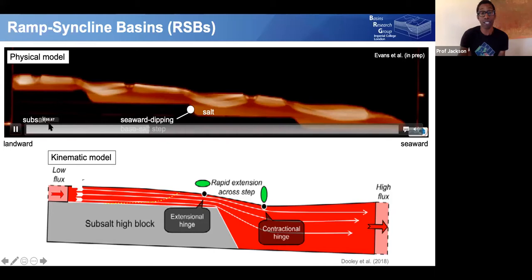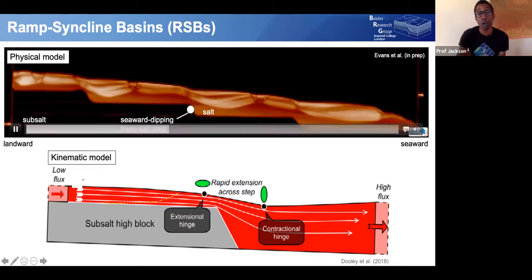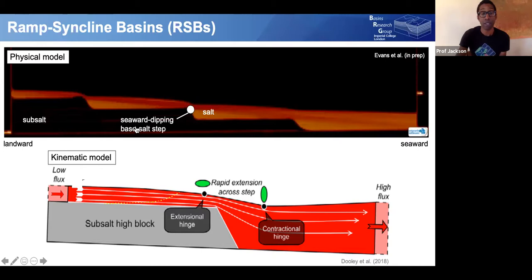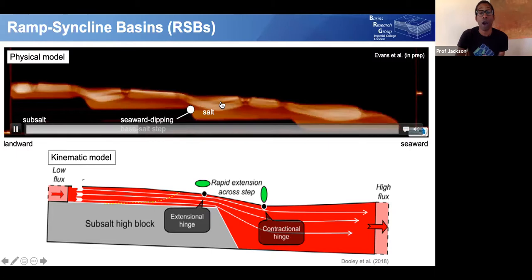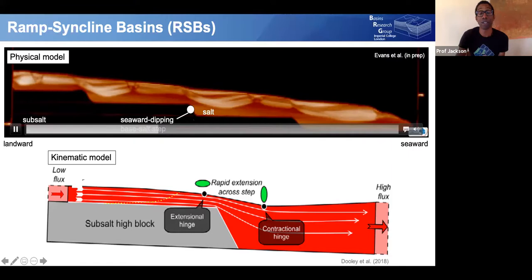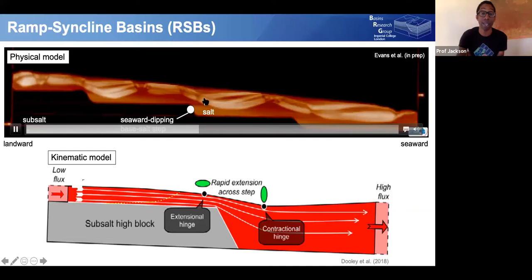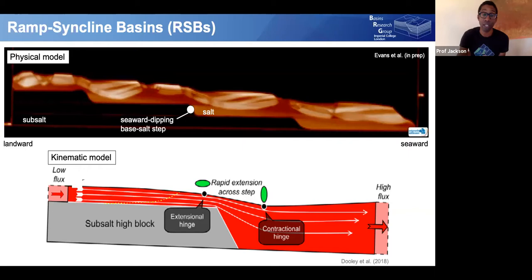You see there, we just jacked the model up to steepen it to increase the rate of translation. What I really want to draw your attention to in here are these depocenters which are forming just basinward of these seaward dipping base salt steps. You can see these asymmetric packages of stratigraphy that are thickening, dipping and onlapping landward onto that broadly pre-kinematic initial layer. These are these ramp-syncline basins, and you can see straight away a geometric similarity with what you saw in the seismic profile on the slide previously.